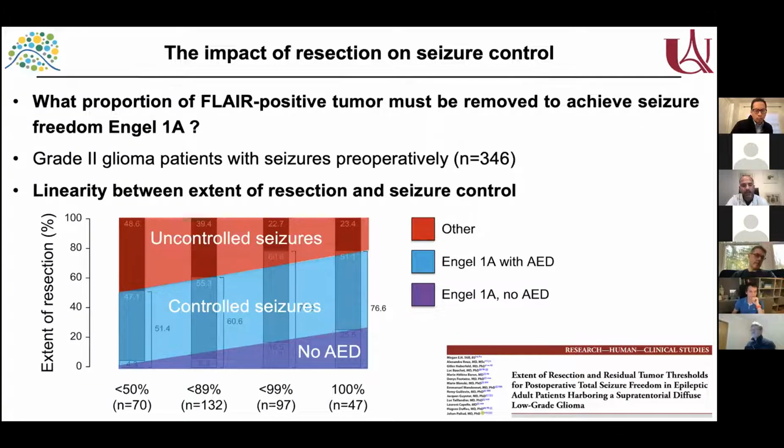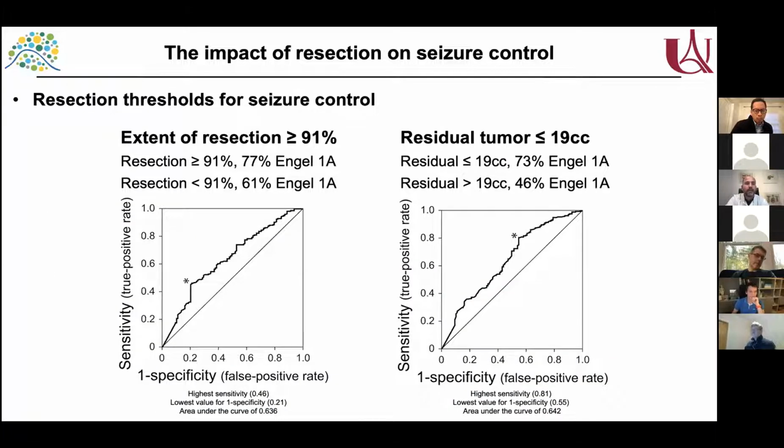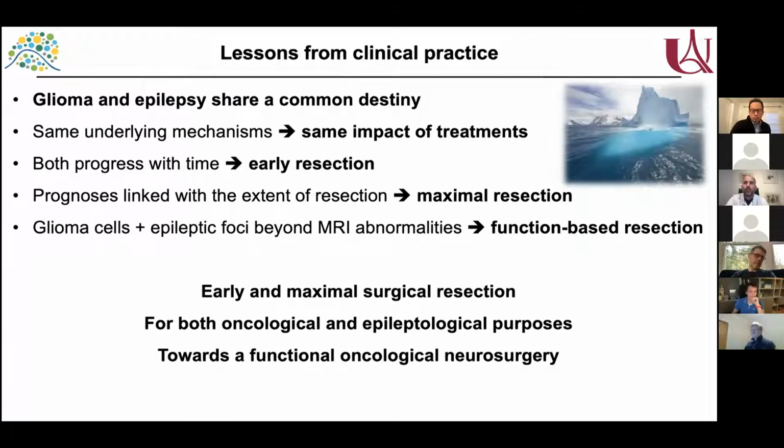In the same series, we identified an extent of resection threshold of more than 91% and a threshold of residual tumor of less than 19 cubic centimeters to achieve good seizure control postoperatively. So, based on these observations from clinical practice, we can now propose the following practical message for the neurosurgical community.